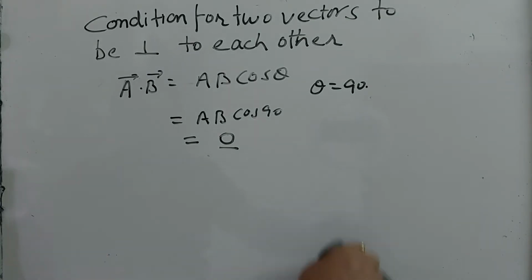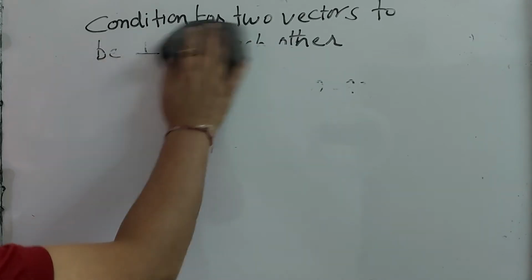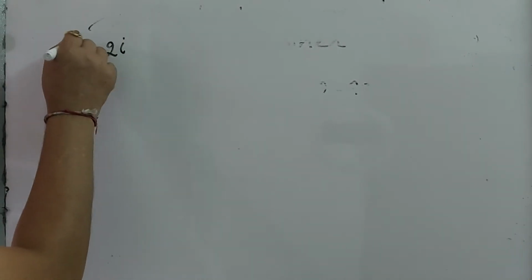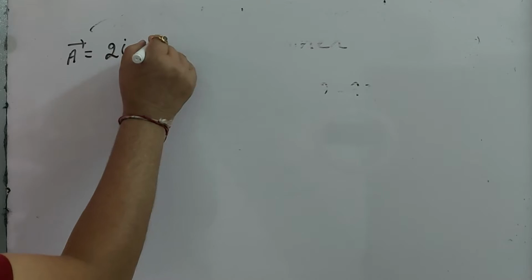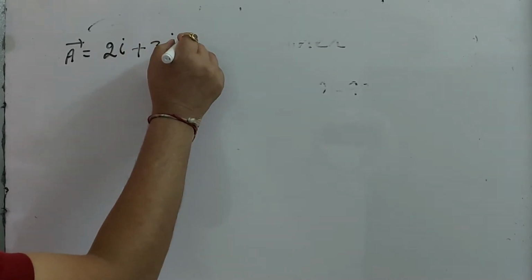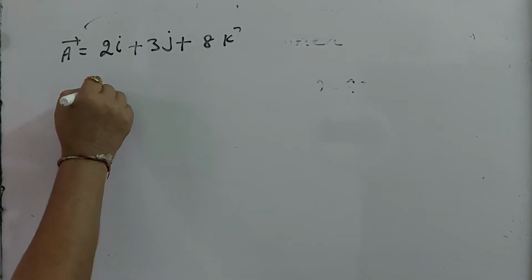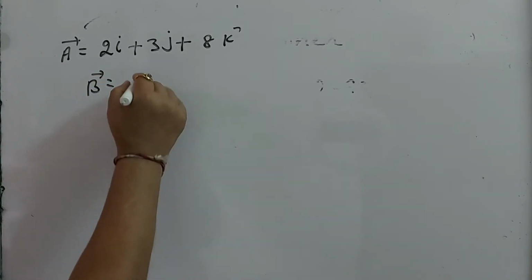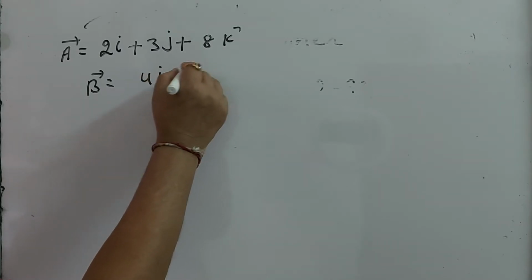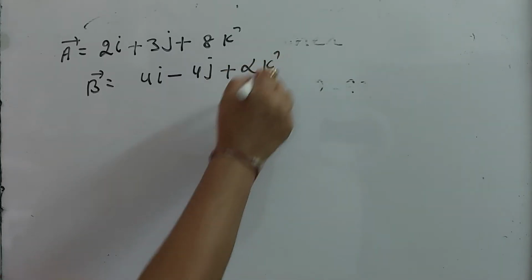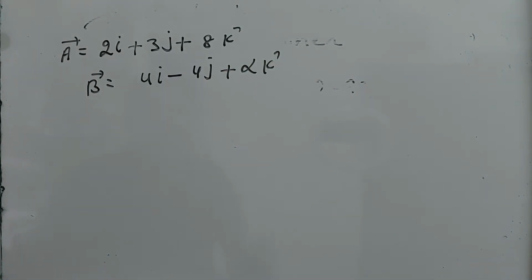Now suppose two vectors are given. One is A vector, which is 2 i cap plus 3j cap plus 8k cap, and another vector B is given equal to 4i cap minus 4j cap plus alpha k cap. Now suppose we have to find out the value of this alpha so that these two vectors become perpendicular to each other.